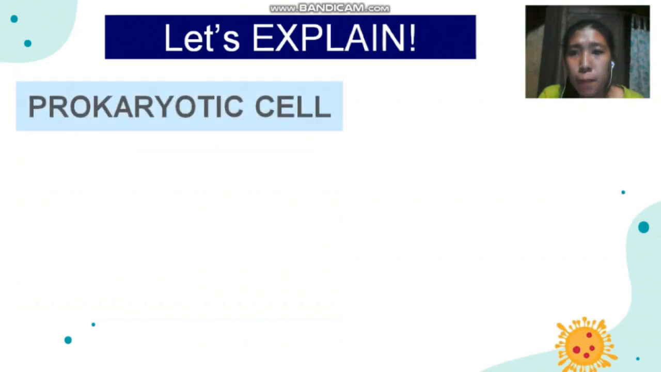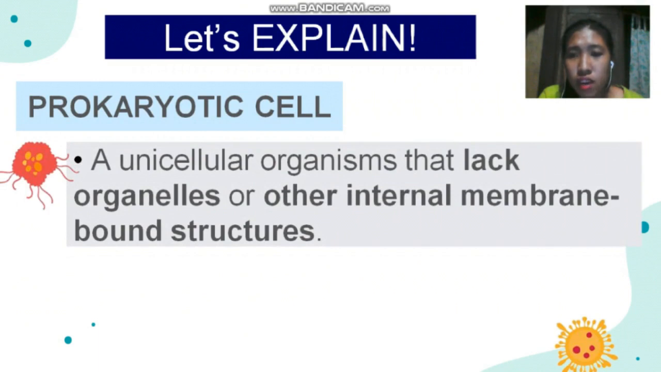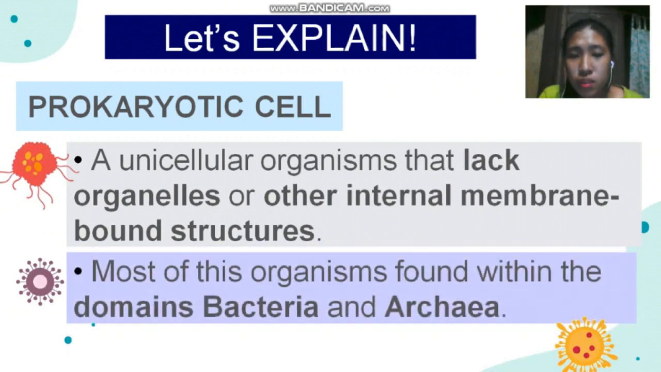But before that, bear in mind that the prokaryotic cell is a unicellular organism that lacks organelles or other internal membrane-bound structures, and most of these organisms are found within the domains bacteria and archaea. So basically, they do not have a nucleus, but instead they have a single chromosome located in an area of the cell called the nucleoid. It is also considered one of the earliest and most primitive forms of life on Earth, and they can be found almost anywhere. Therefore, prokaryotes can live on your skin, in your body, and even in everyday objects in your environment.